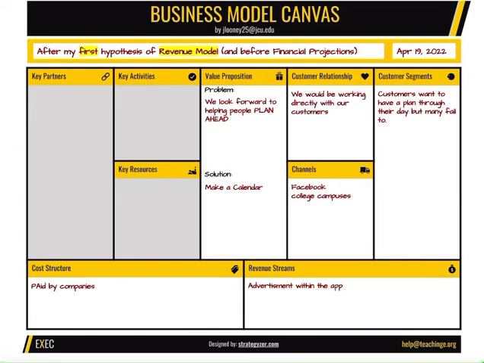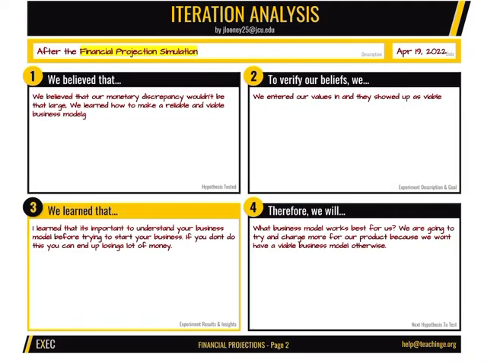We would be working directly with our customers, and our customers would also want to plan their whole day. We believe that our monetary discrepancy wouldn't be that large. We learned through the process how to make a reliable and viable business model. And we entered our values in, and they showed up as viable, which helped.